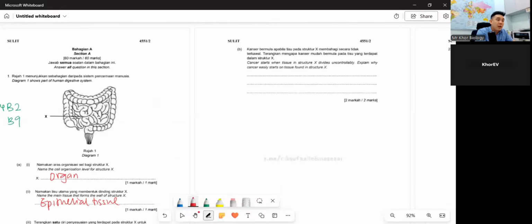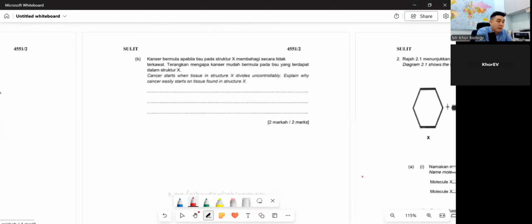And the last one here for the very first question: cancer starts when tissue divides uncontrollably. Why does cancer easily start on tissue found in X? This is actually a very good question. Draw one star.